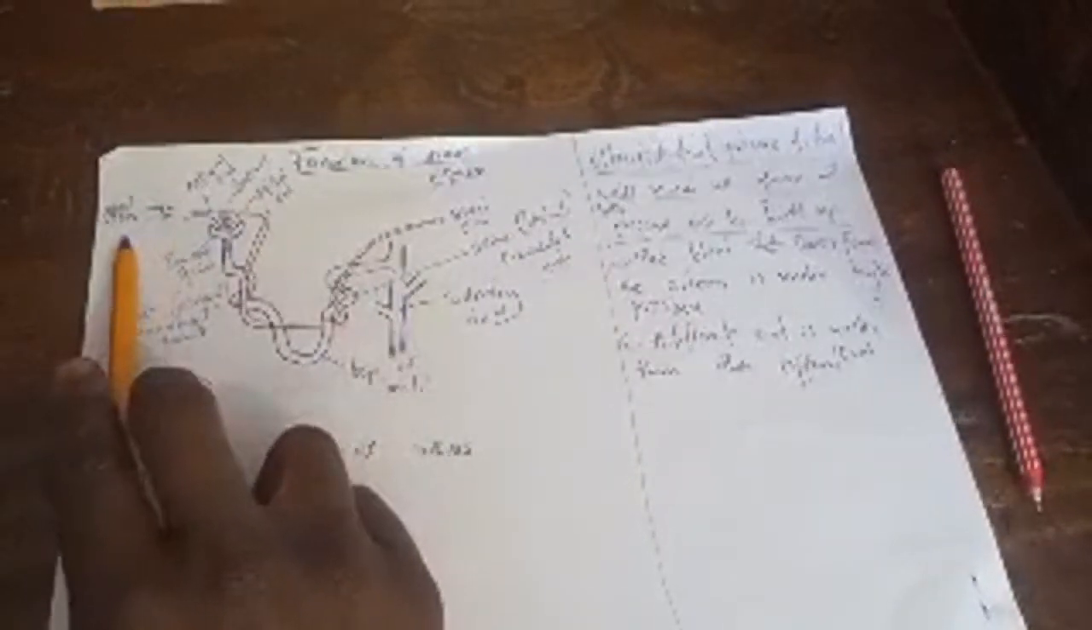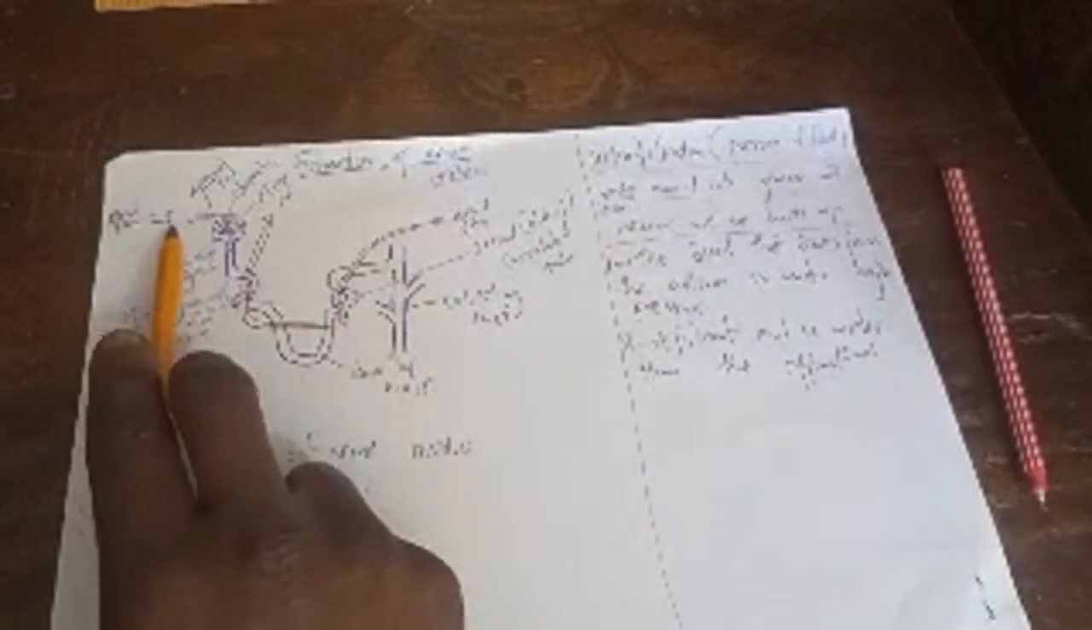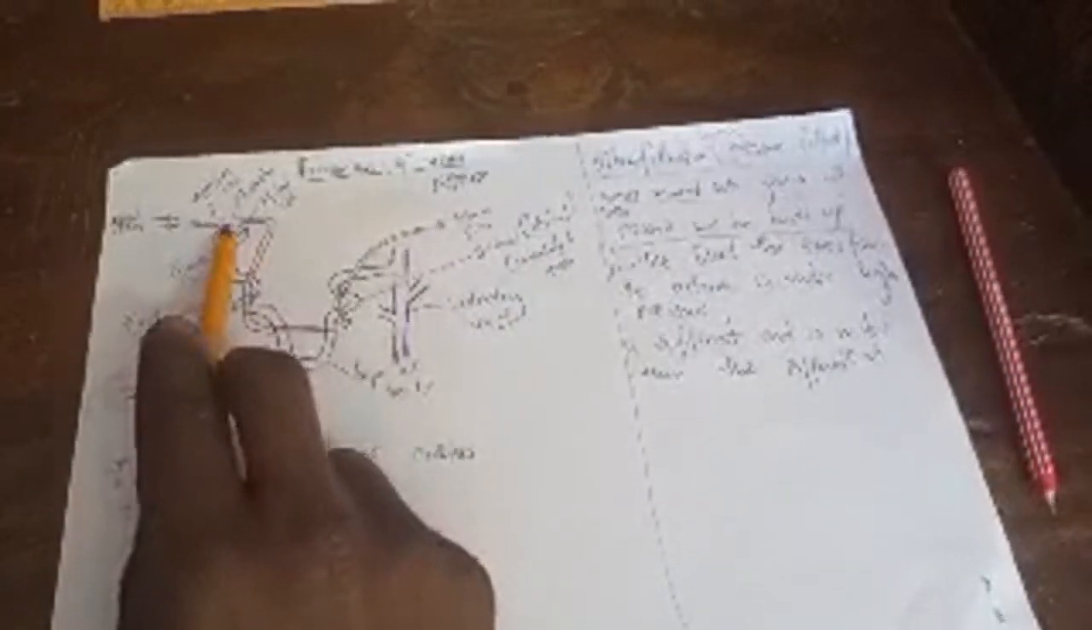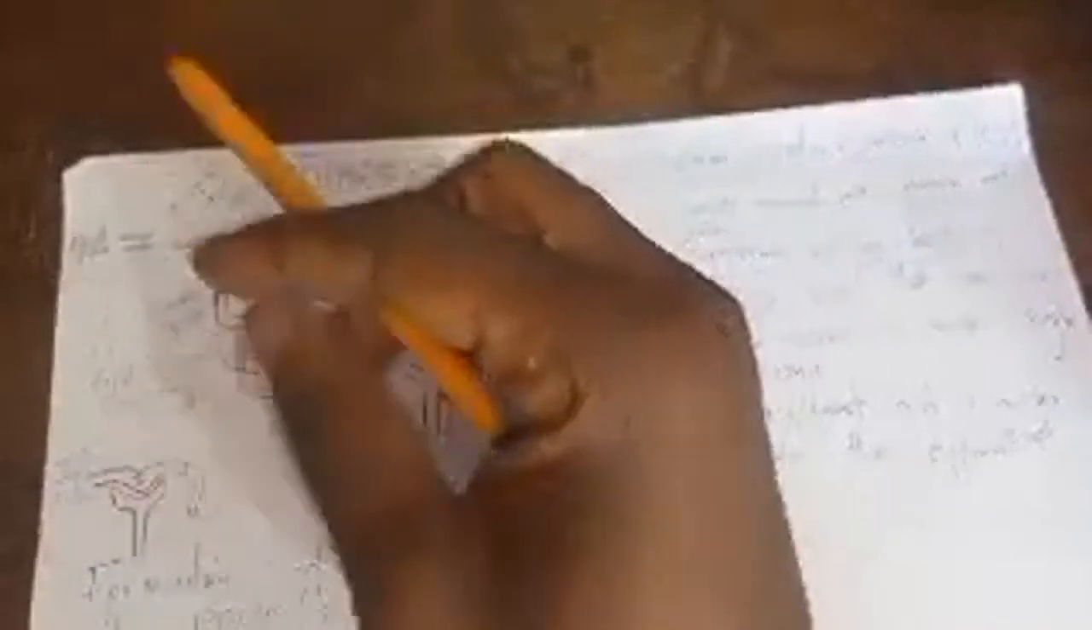Explain why there'll be pressure here in the glomerulus during ultrafiltration. One, the blood which comes from the heart flows through the arteries, so it is under high pressure. Therefore, there will be pressure built up in the glomerulus. Two, the afferent end is wider than the efferent end. Therefore, there will be pressure here.